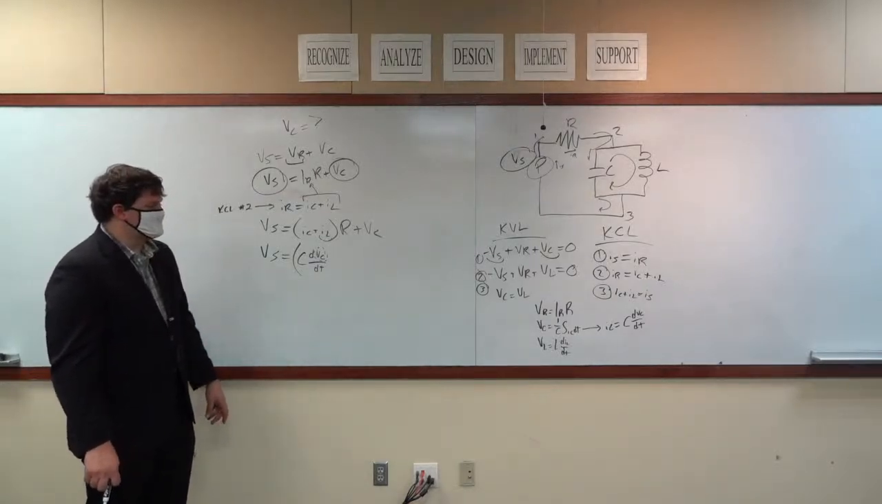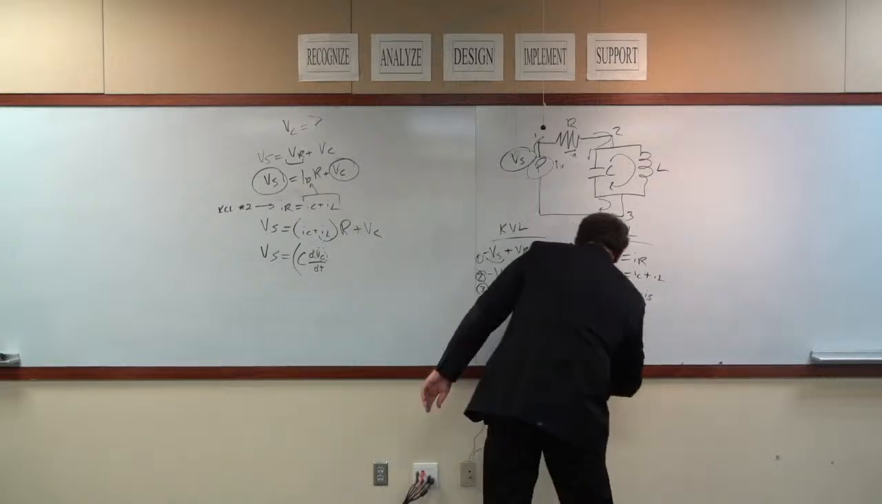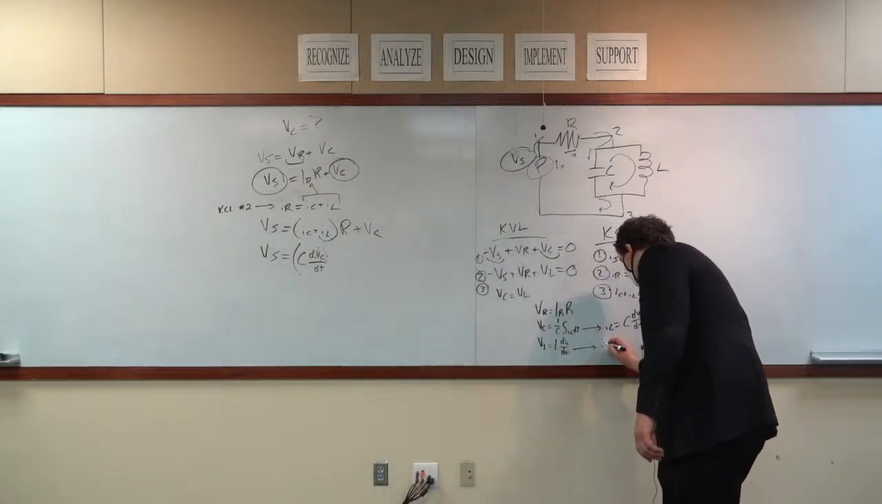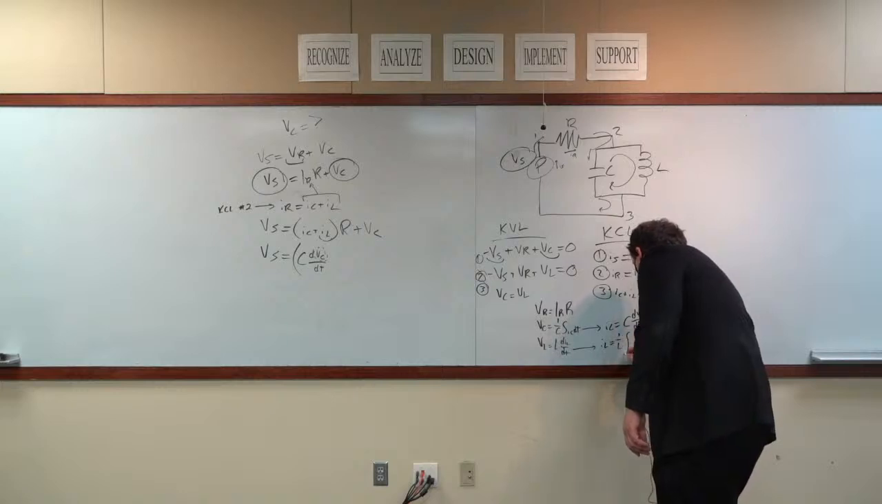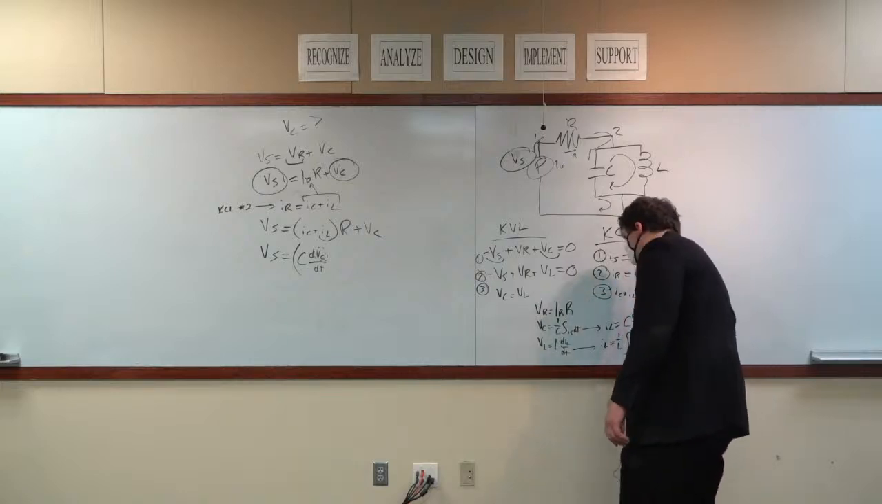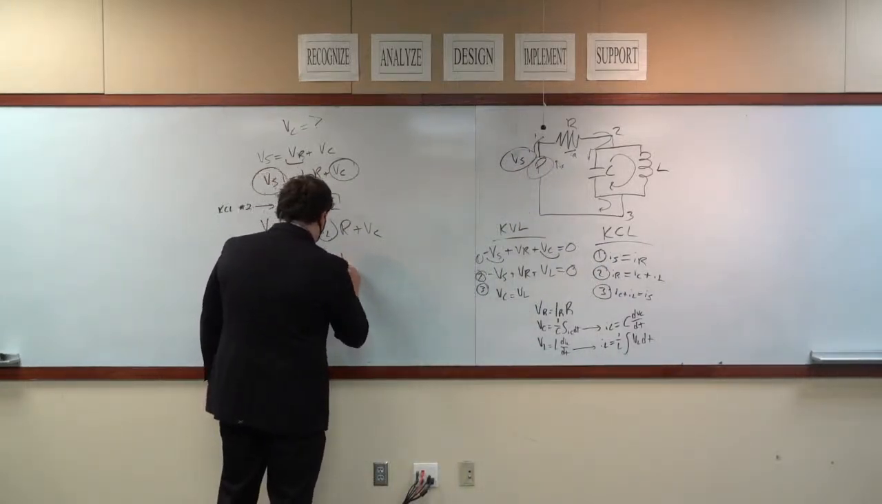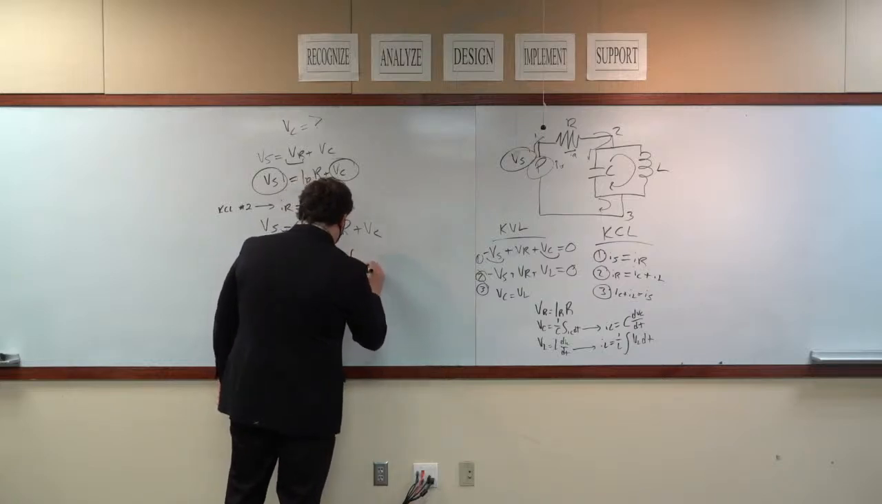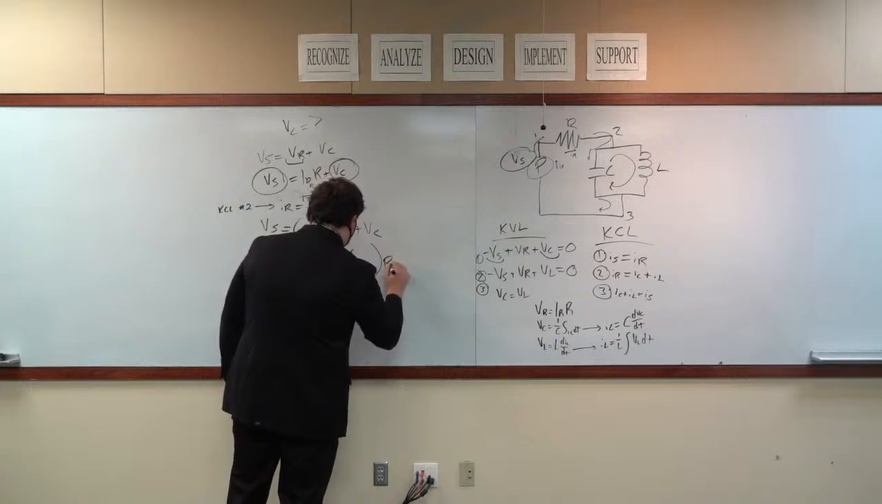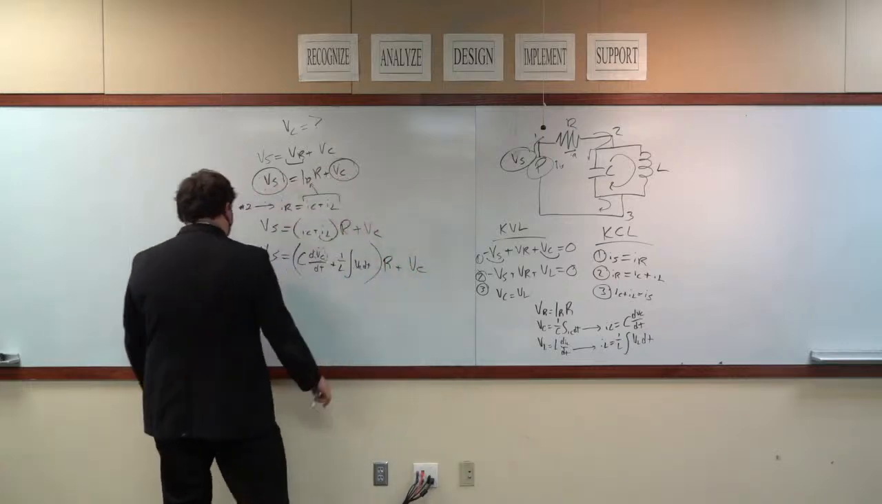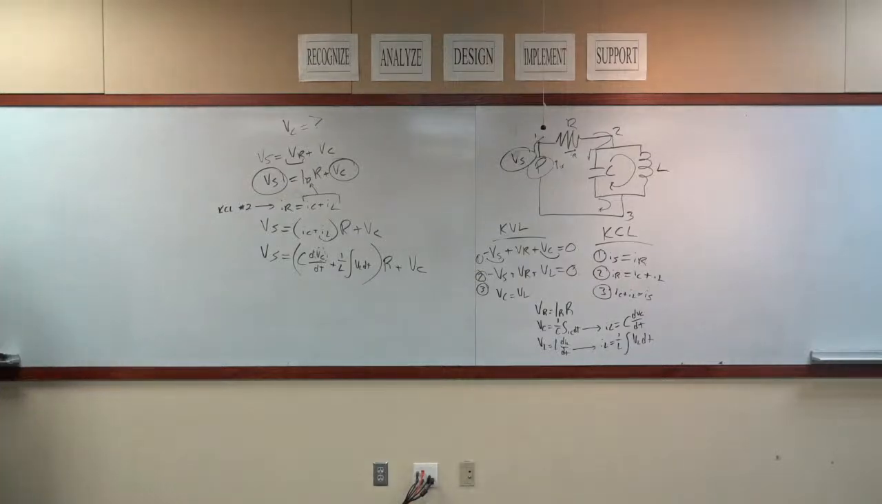So what we're going to do is we'll do the same thing down here. IL is equal to 1 over L times the integral of VL dt. So this becomes plus 1 over L integral VL dt times R plus VC. Have we gotten any closer? Well, we have, just not recognizably so.